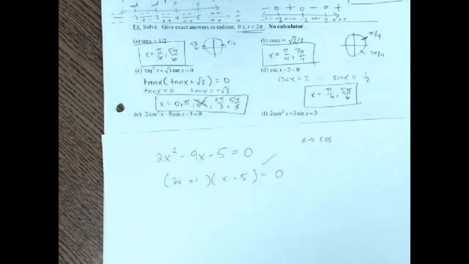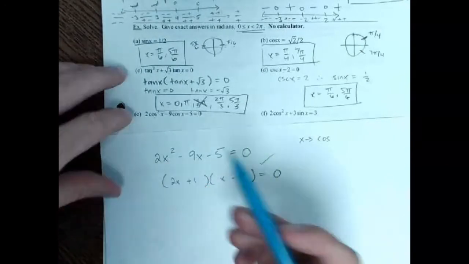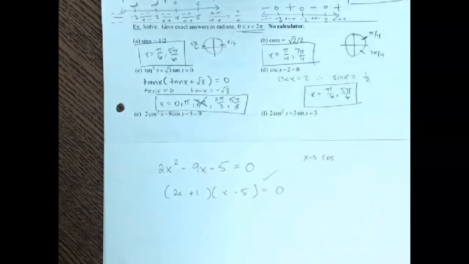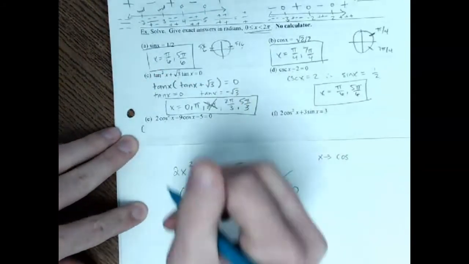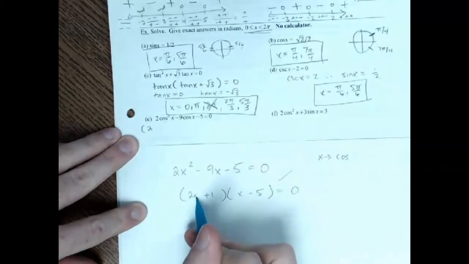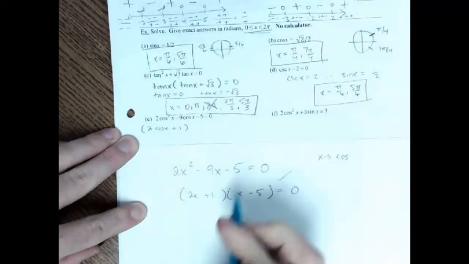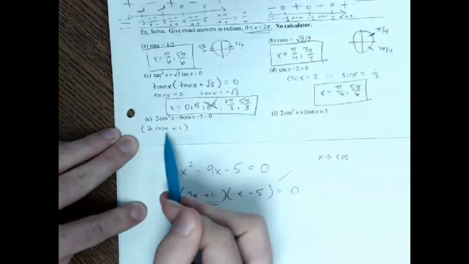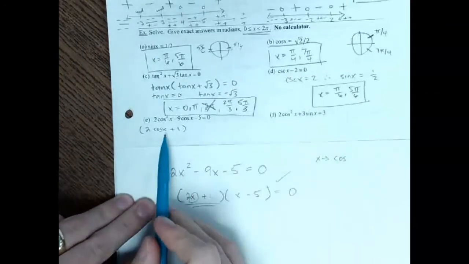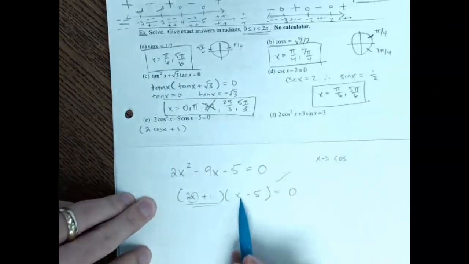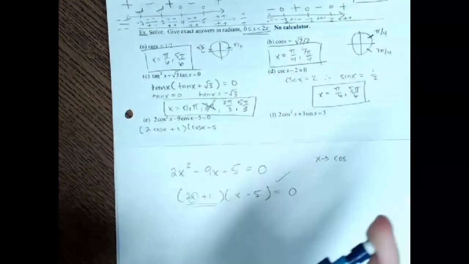But remember, I didn't have 2x squared minus 9x minus 5. I had cosines instead of x's. But the factorization is still the same. So going back to this example, instead of 2x plus 1, we're going to have 2 cosine of x plus 1, right? It's the same thing as when you factor it with the x's, but instead of the x, you go back to the cosine. And instead of x minus 5, here you'll have cosine of x minus 5.